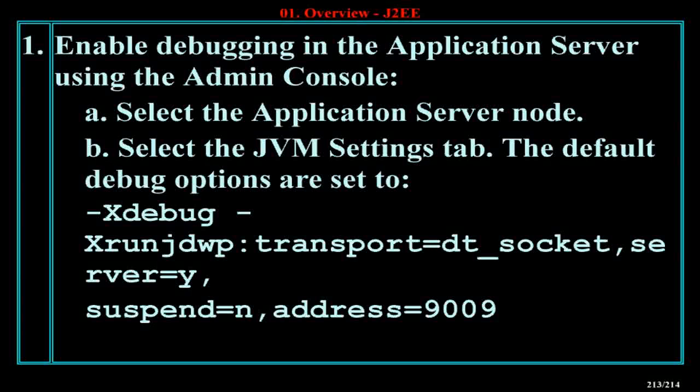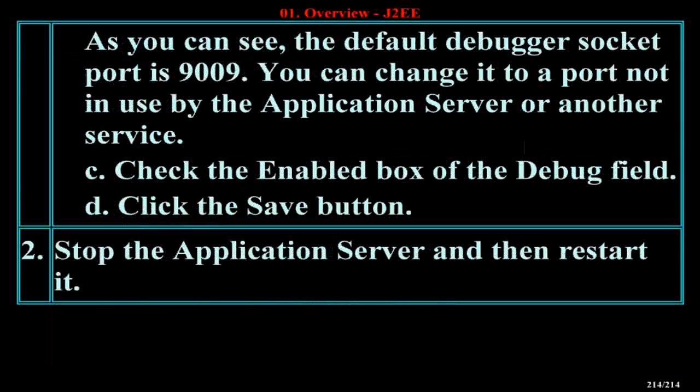The default debug options are set to -Xdebug -Xrunjdwp:transport=dt_socket,server=y,suspend=n,address=9009. As you can see, the default debugger socket port is 9009. You can change it to a port not in use by the application server or another service. C. Check the Enabled box of the Debug field. D. Click the Save button. 2. Stop the application server and then restart it.